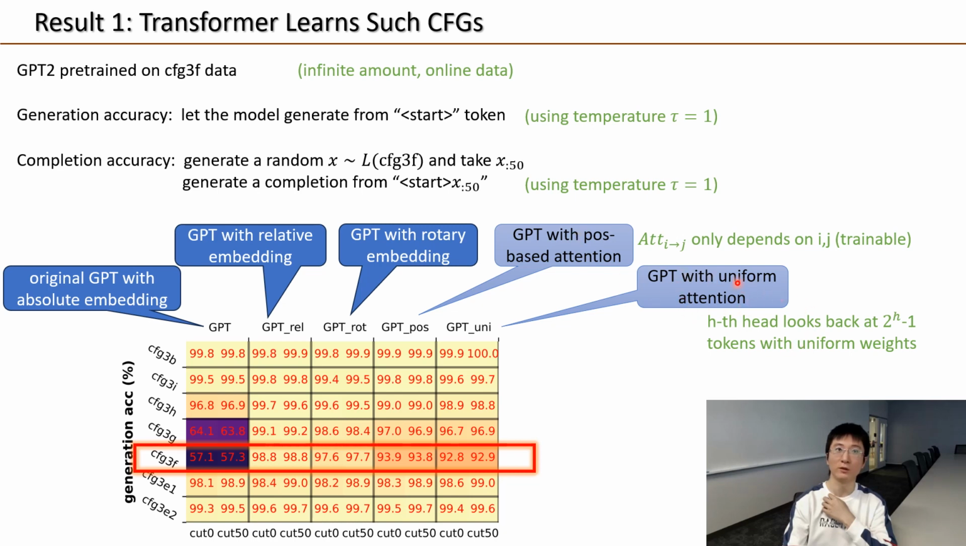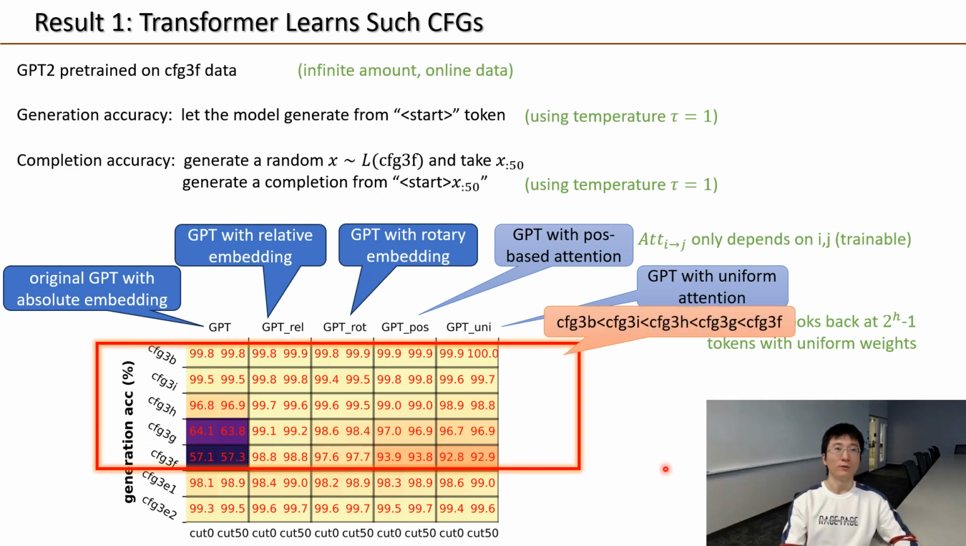And we also tried uniform attention, in which there are a few attention heads, for instance, 8 attention heads. Then each, say the h-th attention head, looks back at exactly 2 to the h minus 1 tokens with a uniform weight. So we call this uniform attention. Those are definitely much weaker versions of attention, but we notice that they also perform relatively well. Not as good as the state-of-the-art versions of GPT, but actually much better than the original vanilla GPT. So that's another finding that we will come back to later in the talk.